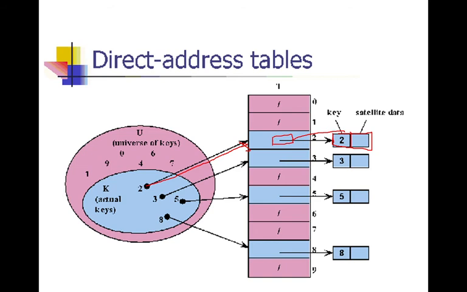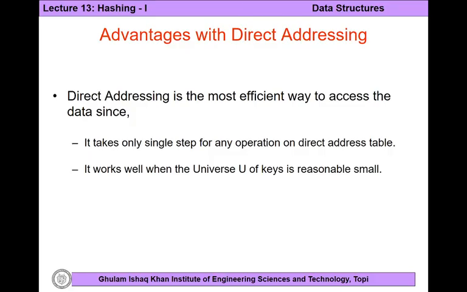So if you see here, insertion, deletion, update, searching, all the operations are performed in order of one time, right? So you don't need to have a big hassle, but there are advantages and limitations of the direct addressing table. The direct addressing table is the most efficient way to access the data, since it takes only a single step for any operation on it. It works well when the universe of keys is reasonably small. By reasonably small, we mean that it should get accommodated in the RAM.